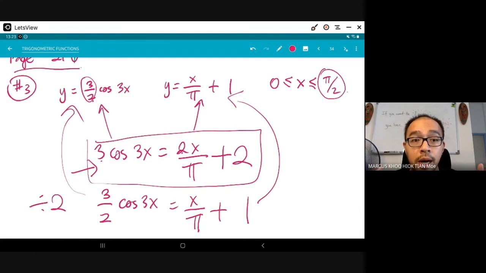Okay, so this is a skill that you actually learned in Form 4 with whoever your maths teacher is, Cikgu Ivy or Cikgu Kwok, which we are now translating into trigonometric functions.